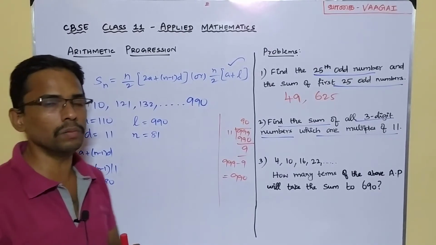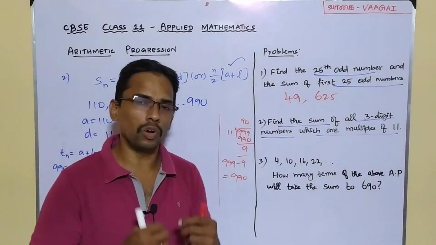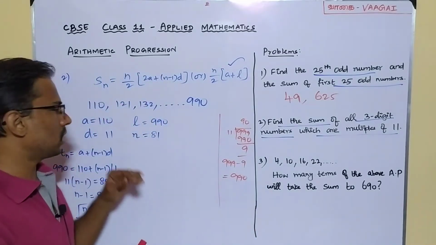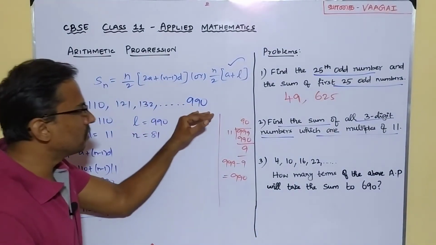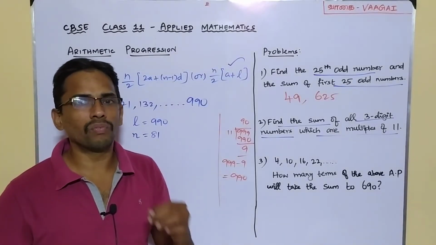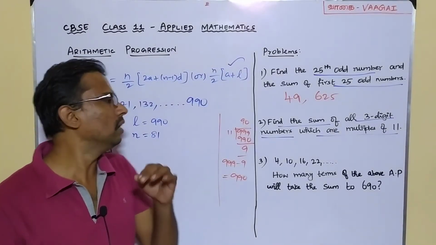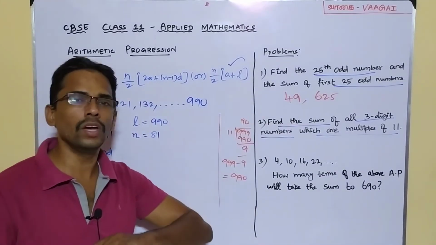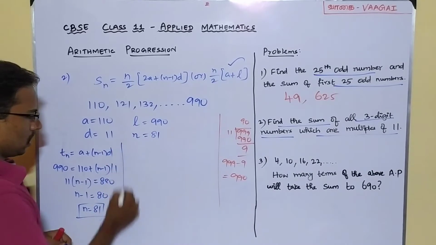There are 81 terms. So that means we are about to find the sum of 81 terms of this AP, starting from this 110, ending with this 990, and with a common difference of 11. I am going to find the sum of all these 81 terms here. That's going to be my objective, and once I do that, I will get the answer to my question. So yes, we'll try to do that.